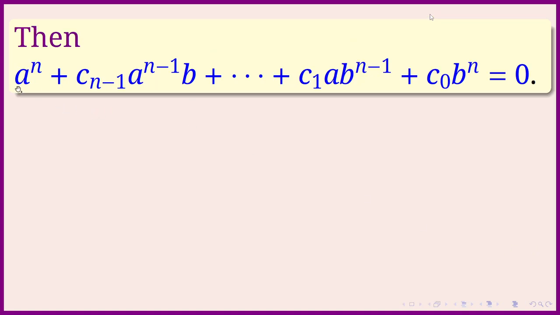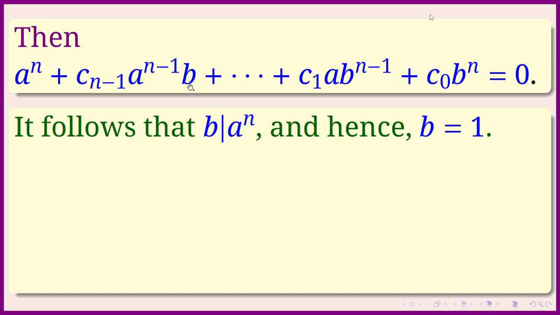Then, if we multiply throughout by b to the power n, we get this equation. Therefore, it follows that b, you see b is present everywhere here, so b will divide a to the power n. Since a and b are relatively prime, b has to be equal to 1, otherwise any prime divisor of b will also divide a, and a and b will not be relatively prime.